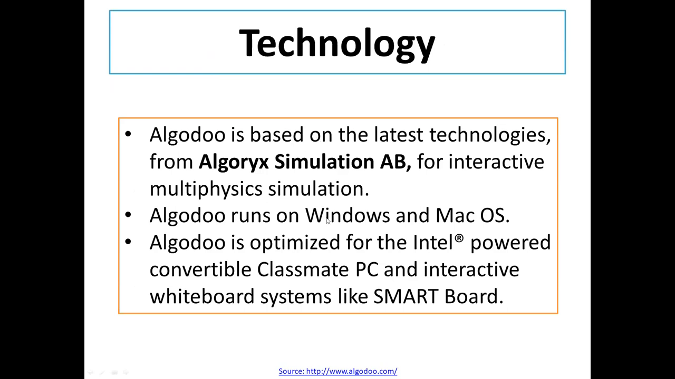Now, what technology is it based on? AlgoDo is made by Algoryx Simulation AB, and it is based on multi-physics simulations. So it has multiple concepts of physics, in which we can create different physics concepts. AlgoDo runs on Windows as well as Mac OS, and you can also download it from the App Store on the iPad. AlgoDo can be effectively used on SmartBooks and convertible Classmate PCs.